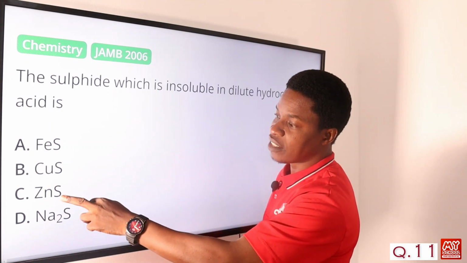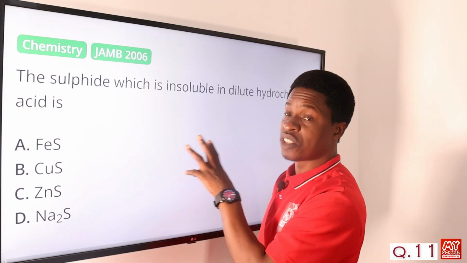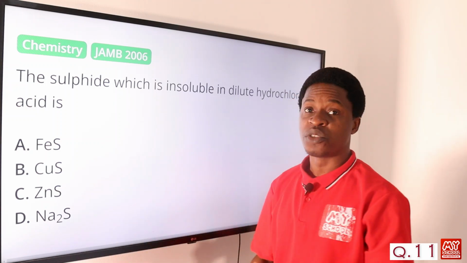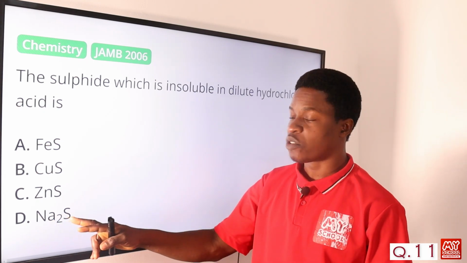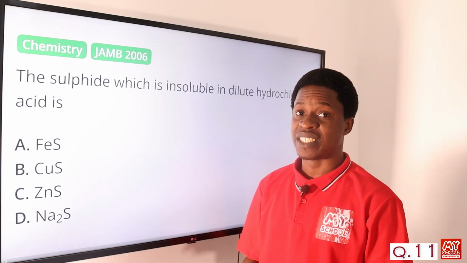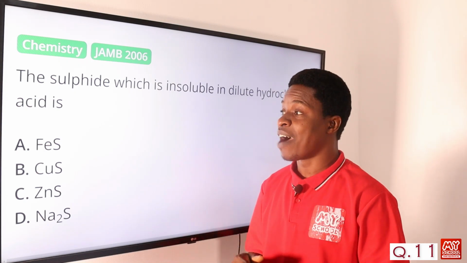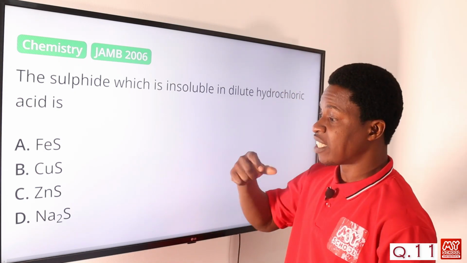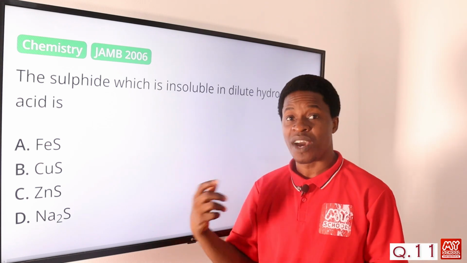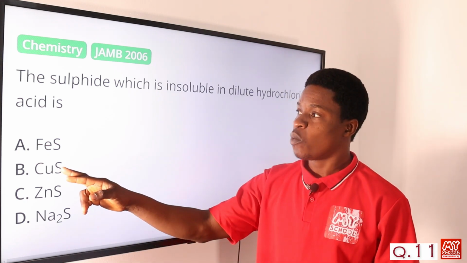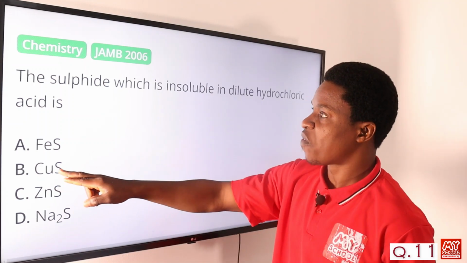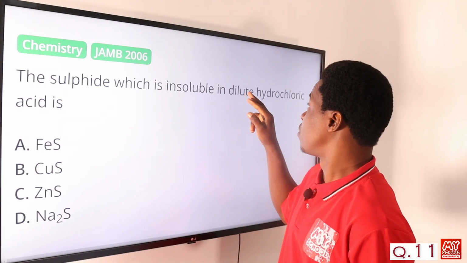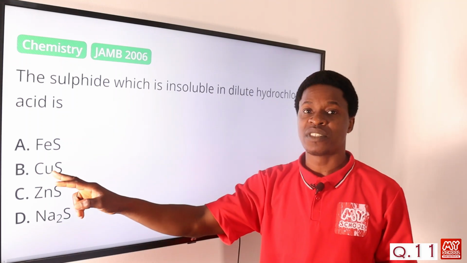Zinc sulfide will also react with hydrogen chloride. Once you put it in, it is going to dissolve; it is soluble in it. Then sodium sulfide also, a reaction will take place there, and the solution will become soluble as you add it. So the only one that is insoluble here is copper sulfide. If you react it with dilute hydrochloric acid, it remains insoluble.